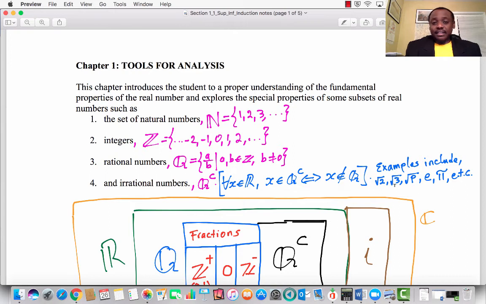and at some point in this class, you would be expected to prove that if p is prime, then the square root of p is an irrational number. e is a very popular irrational number, and the most popular irrational number of all times is pi, and so on and so forth.